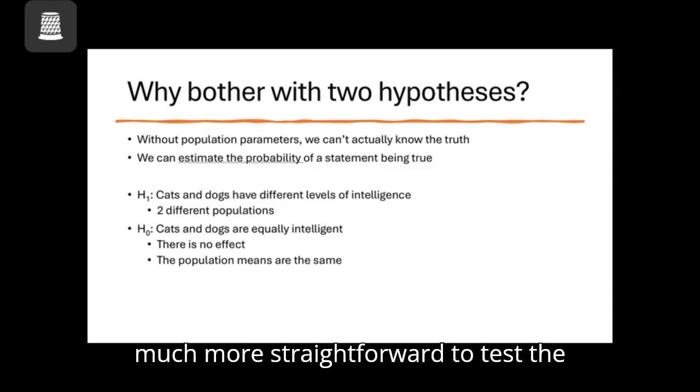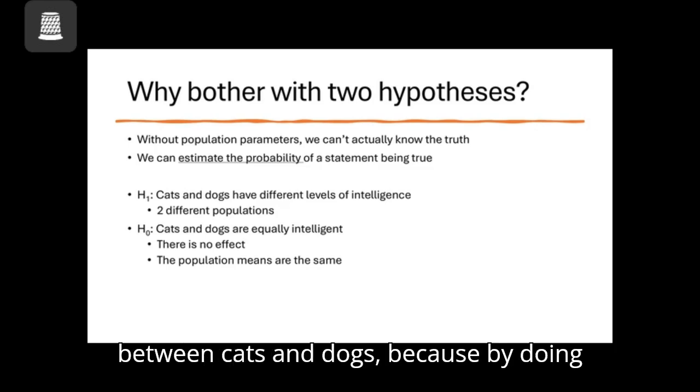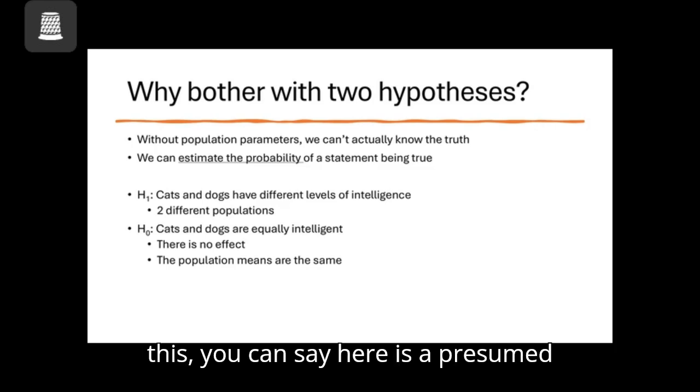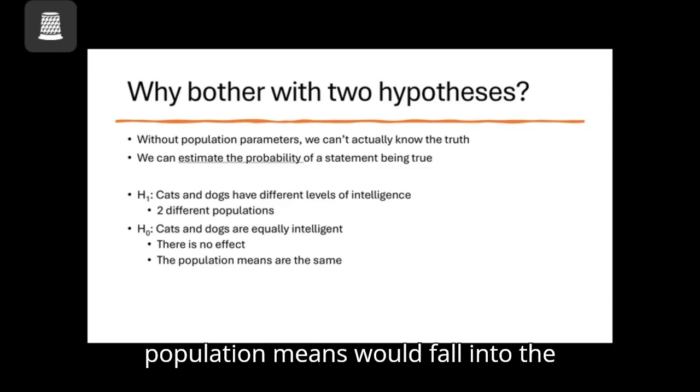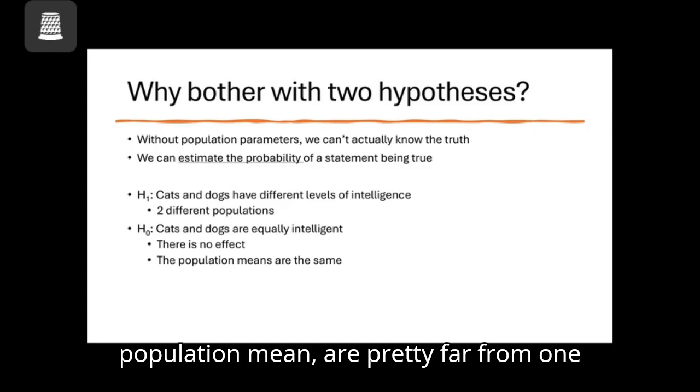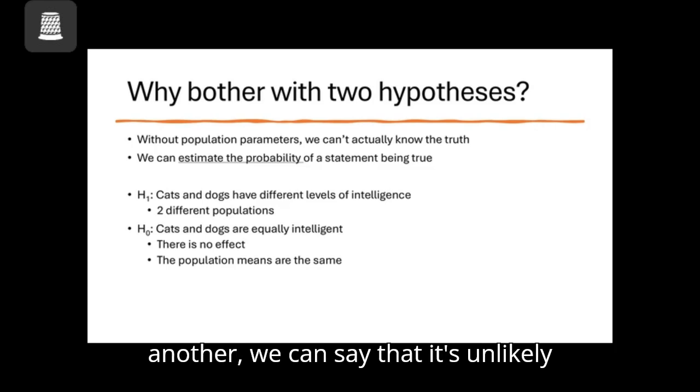It's much more straightforward to test the assumption that there is no difference between cats and dogs. Because by doing this, you can say, here is a presumed range for dogs, and here is a presumed range for cats. What is the likelihood that their means, that the population means, would fall into the same range? If they fall into the same range on intelligence, we can say they're from the same population intelligence wise. If their 95% confidence intervals, indicating the likely population mean, are pretty far from one another, we can say that it's unlikely that cats and dogs are part of the same population.